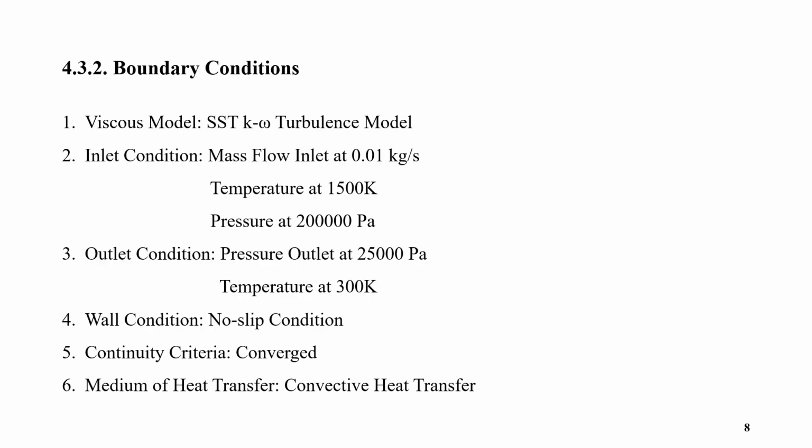In terms of boundary conditions, we use the SST k-omega turbulence model for the viscous flow. As for the inlet condition, mass flow inlet has been used at 0.01 kilogram per second, where the temperature is 1500 Kelvin and the pressure is 200,000 Pascal. For the outlet section, the pressure outlet has been set at 25,000 Pascal and the temperature is 300 Kelvin. For the wall condition, we use the no-slip condition. As for the continuity criteria, all the criteria have converged. For the medium of heat transfer, we use convective heat transfer, as this is the combined process of conduction and advection.